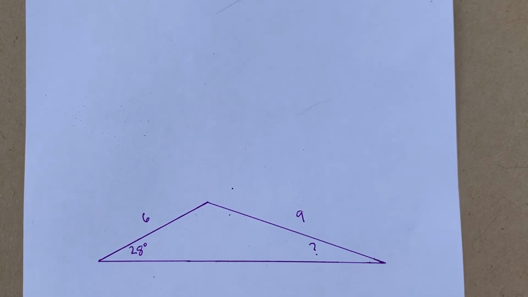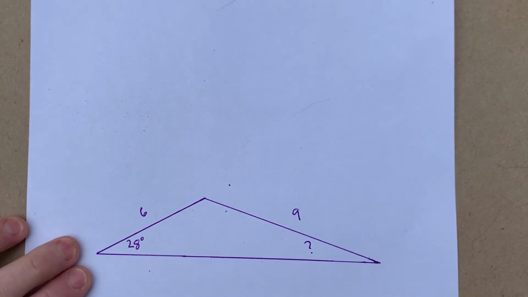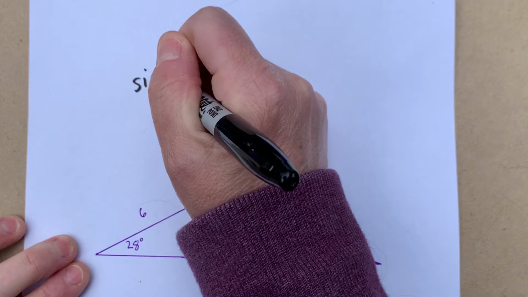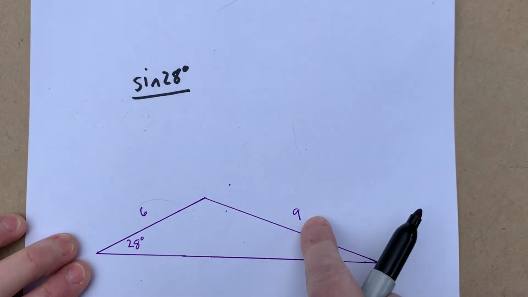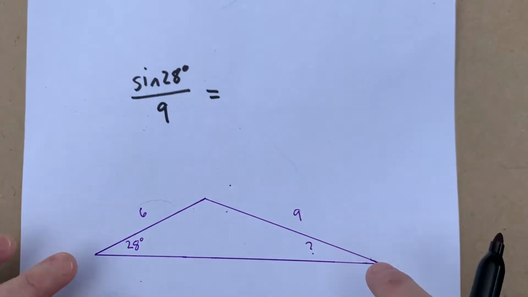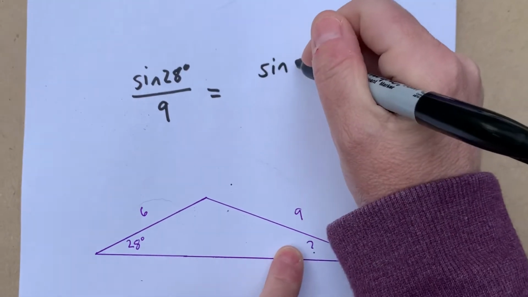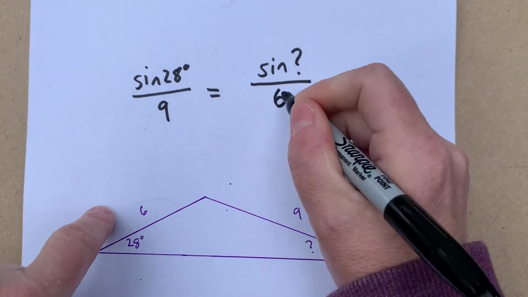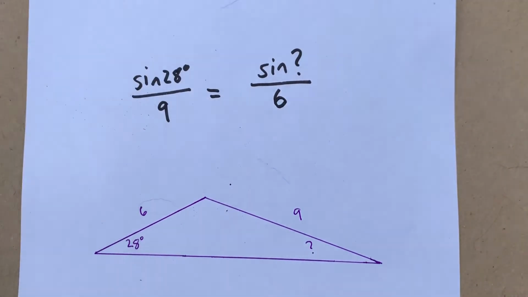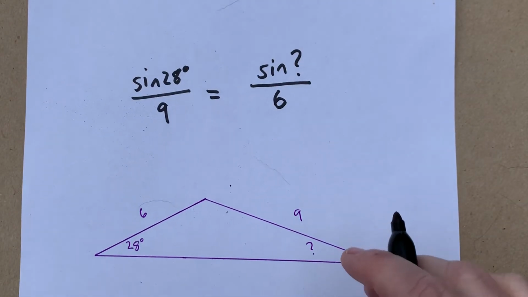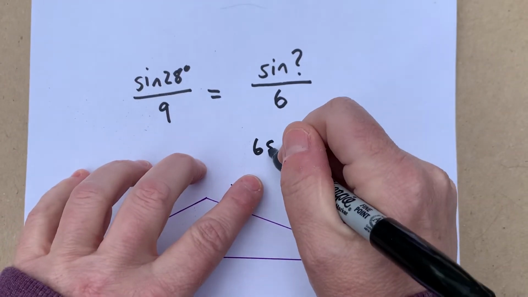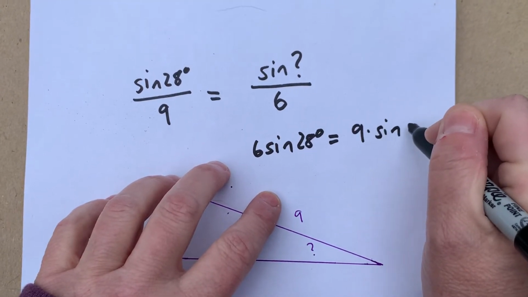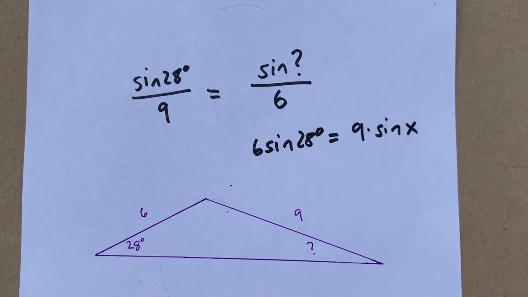So let's just pretend that we can do the law of sines with this guy here. I'm going to set it up the same way I've done it before. Sine of 28 degrees divided by the opposite side is equal to sine of, I don't know what angle, divided by the length of the side opposite. So I have one unknown in a proportion. I think I know exactly what to do. I can say that 6 sine 28 degrees is equal to 9 times sine of some unknown. I'm going to go ahead and call that x.